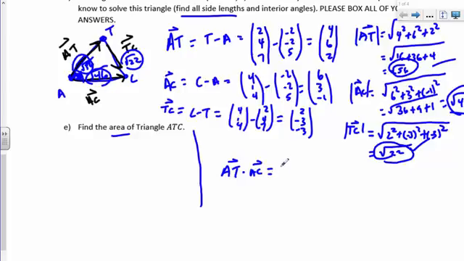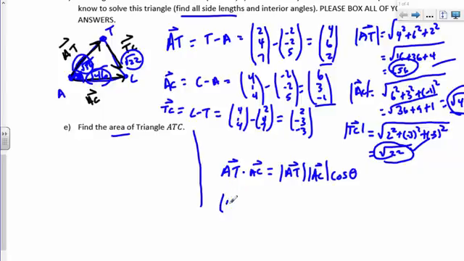Okay, and that's going to equal the magnitude of AT times the magnitude of AC times the cosine of the angle between them. So this will help me find this angle between AC and AT right here, these two vectors. The dot product is pretty straightforward. Remember that I have AT and AC right here, so this is going to help me. This dot product can be found by doing this.